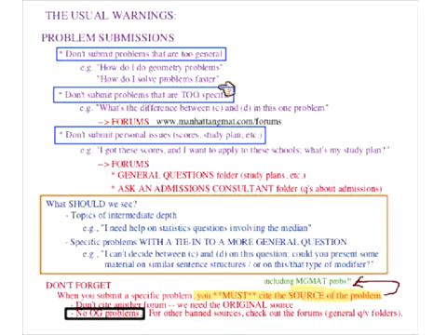Finally, please don't submit personal issues. We have folders on the forums for that as well. So again, here's the address of the forum. If you have questions on specific problems, then search out the appropriate folder, math, verbal, etc. If you have a question about personal issues or study plans, then please search out the general questions folder.